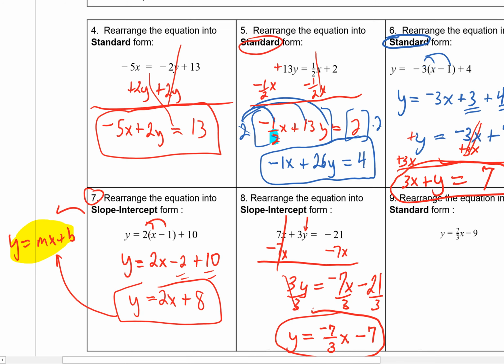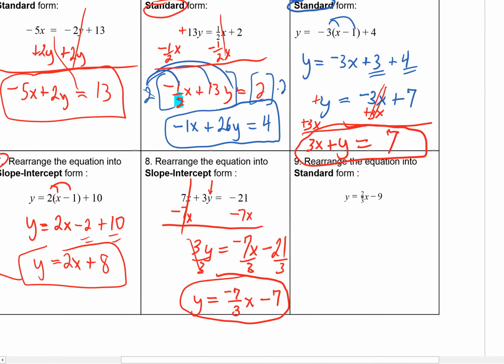Let's keep going. As we look at, say, number 9, we want standard form. Again, what does standard form look like? Well, we need our x and our y together on the left-hand side. Tell you what, I'm going to minus a 2/3 x. And this is a positive y here.